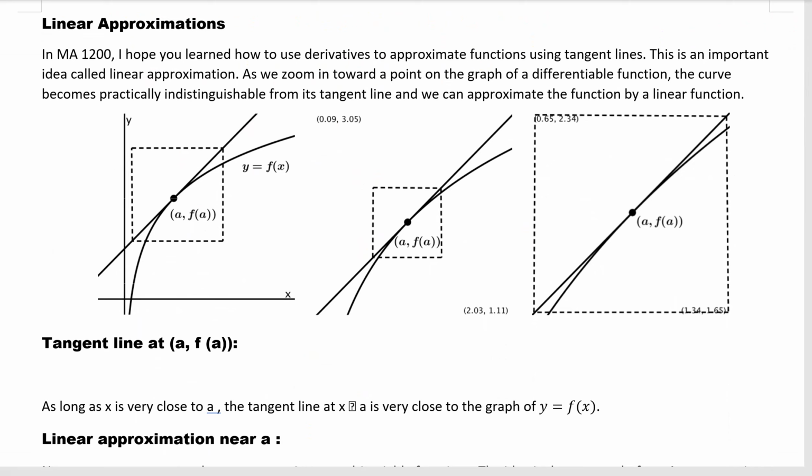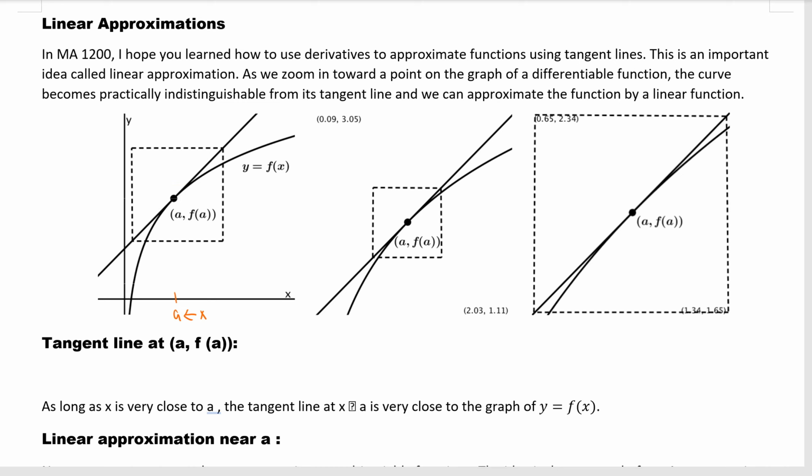And when we zoom in toward a point on the graph of a differentiable function, the curve becomes indistinguishable from its tangent line, and we can approximate the function by a linear equation, the tangent line. Okay, so this is from Calculus 1. You can see this is A, right? And when the point X is getting closer to A, you can see the tangent line and the curve are very close to each other, okay?